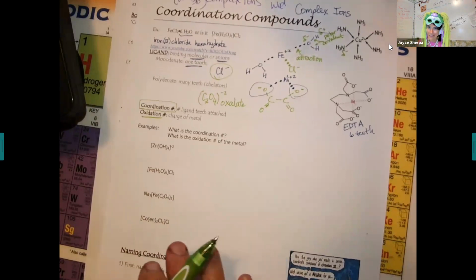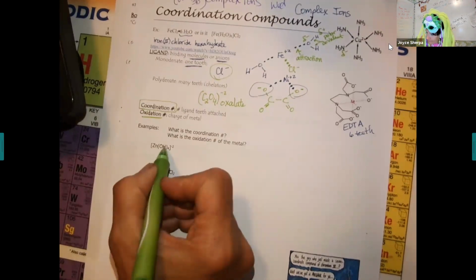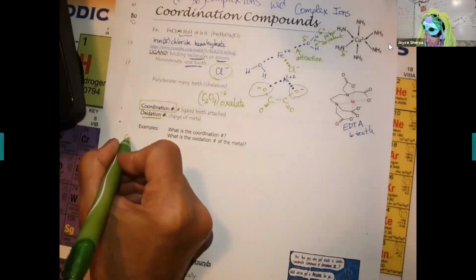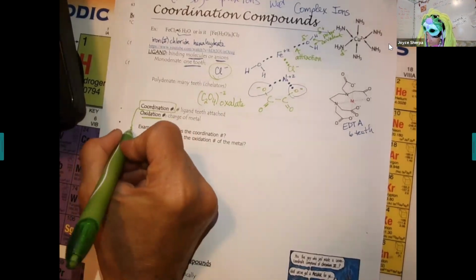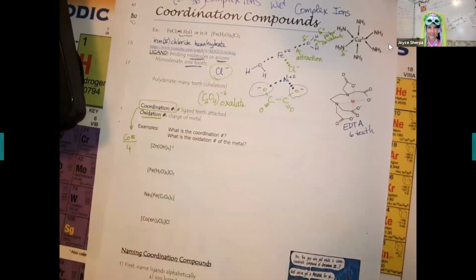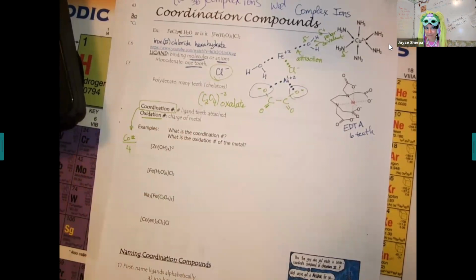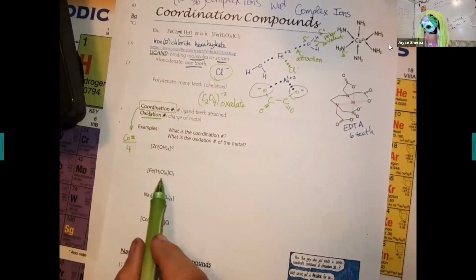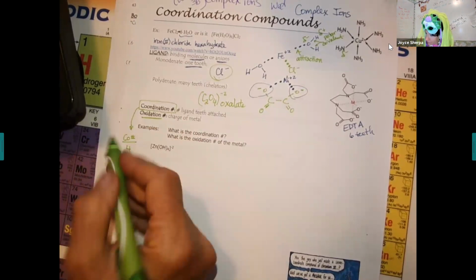The rules for naming are a little wacky. So this one has a coordination number, I'm just going to say the co-number of 4. There's 4 hydroxides. The next one with the water, there's 6 waters. So it is 6.